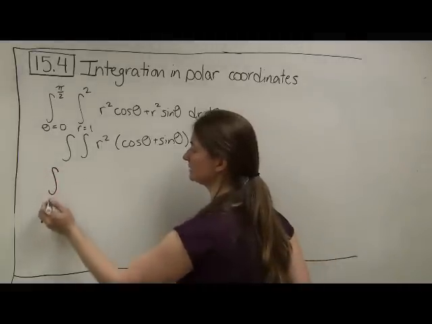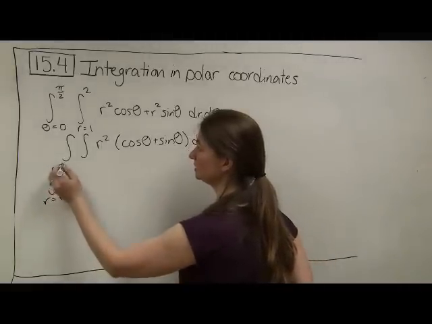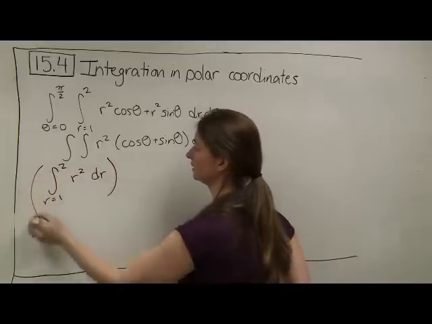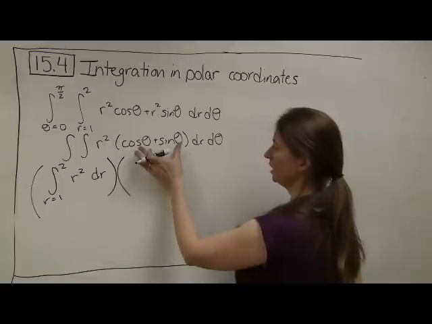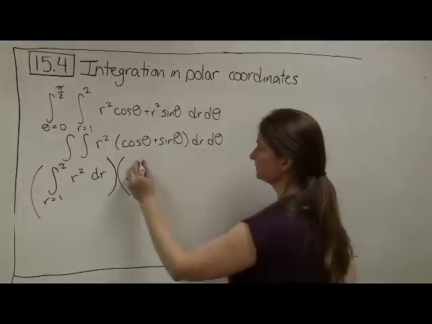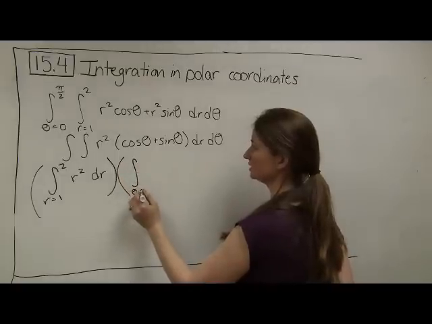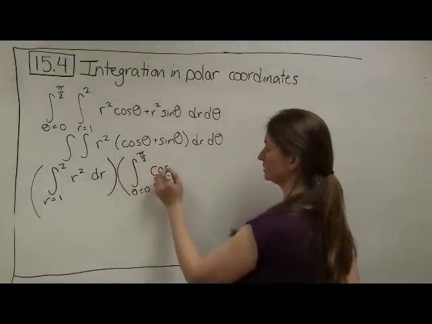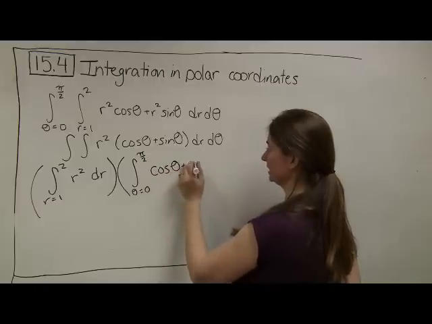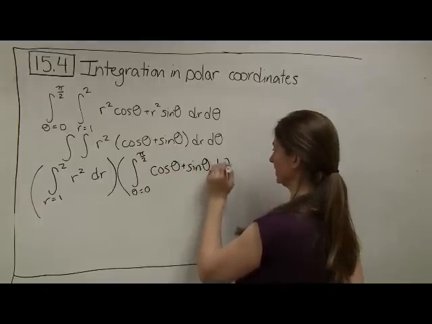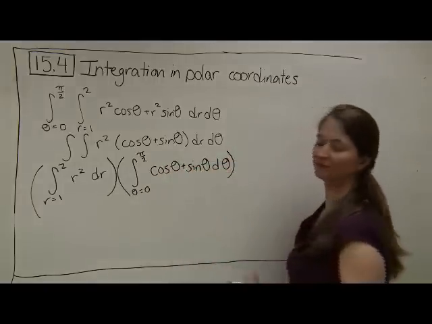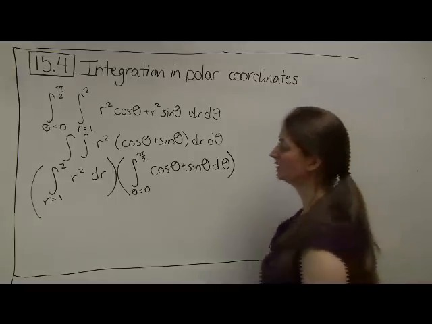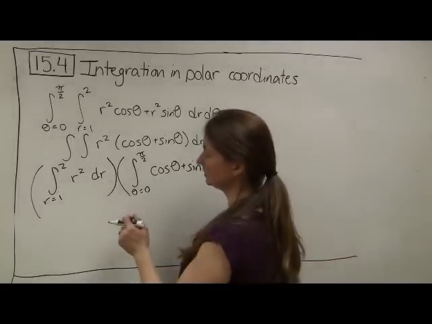I'm going to set this up as the integral r equals 1 to 2 of r squared dr multiplied by the integral of the function of theta. So in this case, theta is going from 0 to pi over 2 of cosine of theta plus sine of theta d theta. I don't know if this is actually faster, but it's a nice application of some of the theory that we've seen previously. It does mean that it's easy to integrate these pieces.